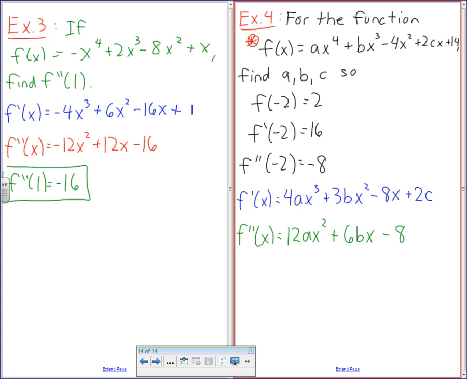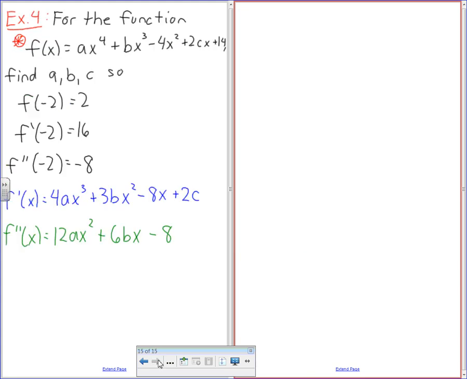Now I have F of X, F prime of X, F double prime of X. Can somebody please, Laurel, tell me what F of negative 2 equals 2 means? That means that all that group is equal. Good. So everywhere I just ignore this group, but everywhere I see an X in this original equation, I'm going to sub in a negative 2. So I'm going to call it 2 equals A times negative 2 to the 4th plus B times negative 2 cubed minus 4 times negative 2 squared plus 2C times negative 2 plus 14.